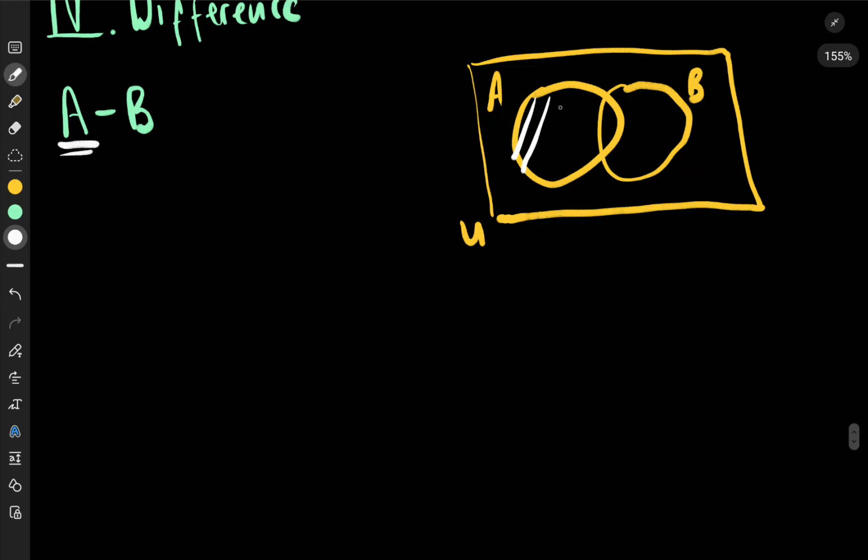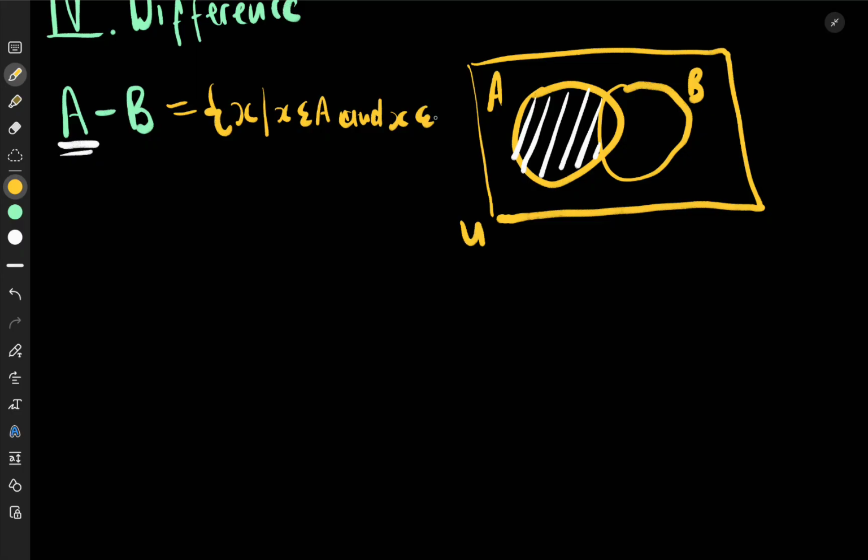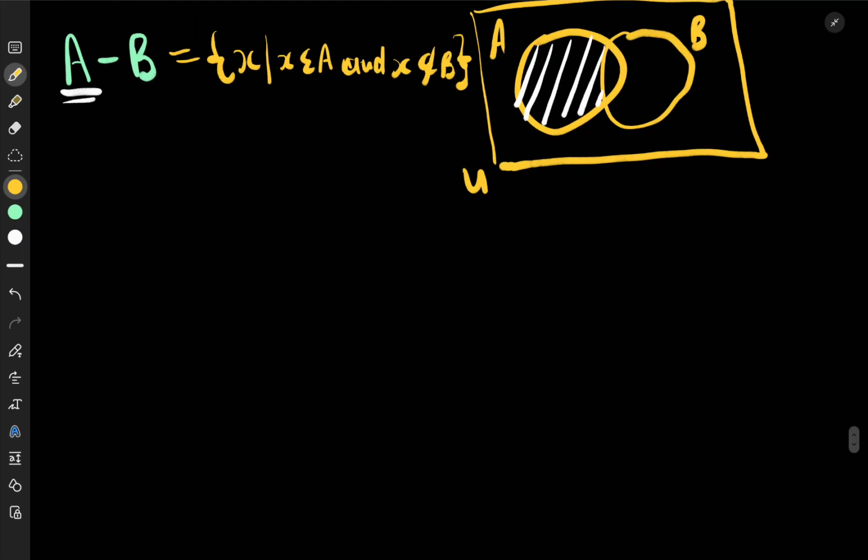So we'll be taking A, but we'll leave the part which is in A and also in B. So we are removing B from A. We are taking the whole of A, but we are removing the things which are also in B. So if we are to represent this in set builder notation, we would say these are X such that X is an element of A and X is not an element of B, okay? It should be in A, but not in B.